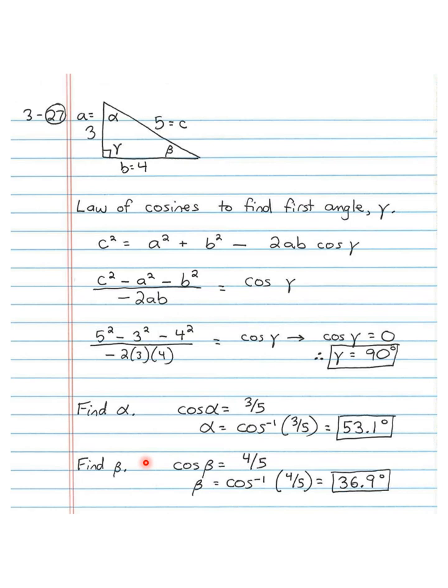By the way, if you are plugging into your calculator arc cosine of 3/5 and you're not getting 53.1 degrees, or arc cosine of 4/5 and you're not getting 36.9 degrees, there's a chance that your calculator is in radians mode. So you need to turn it to degrees mode.